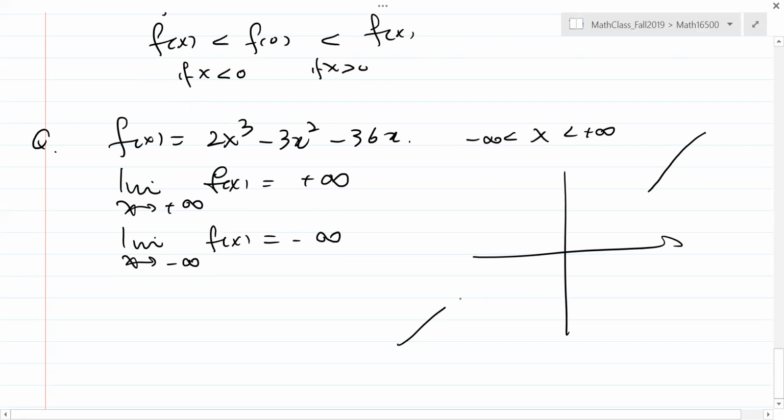Because when x approaches negative infinity, f of x approaches negative infinity, so it goes down in this direction. In the middle, maybe like that. Who knows? Maybe it is always increasing, like the special case y equals x cubed. So there's a possibility you have one local maximum value and one local minimum, or maybe there are many local maximum values.